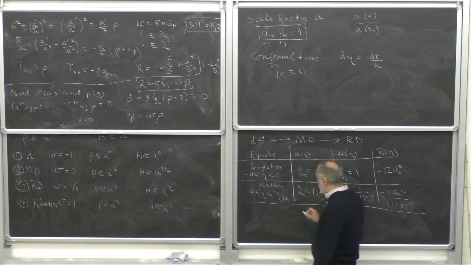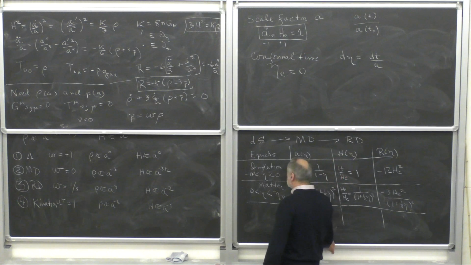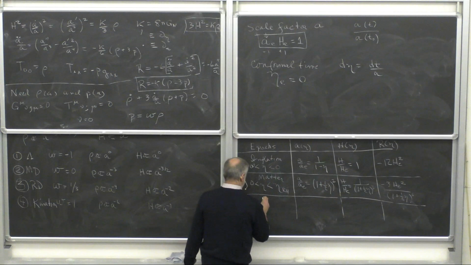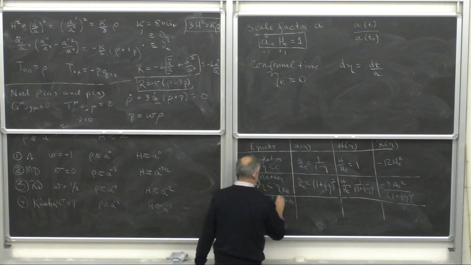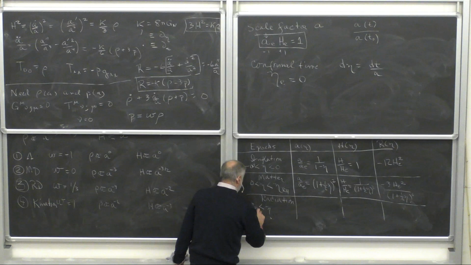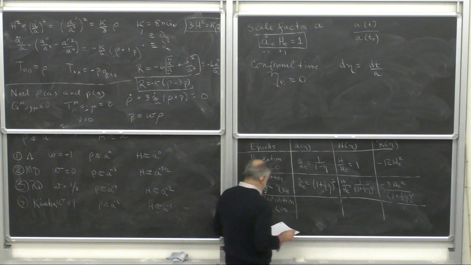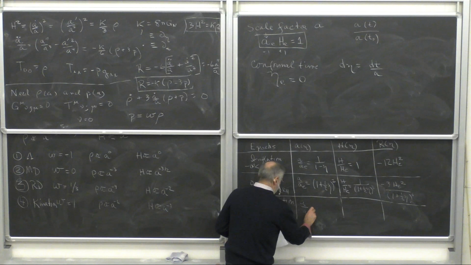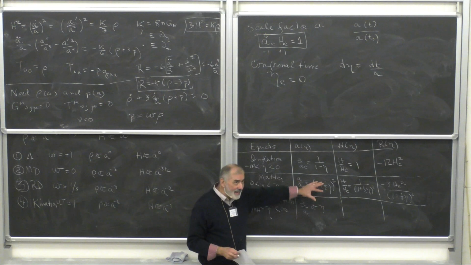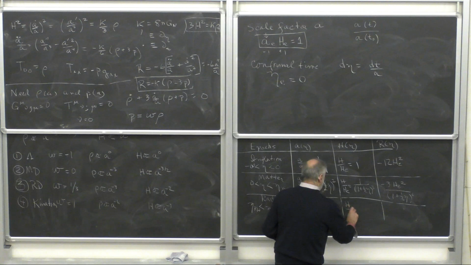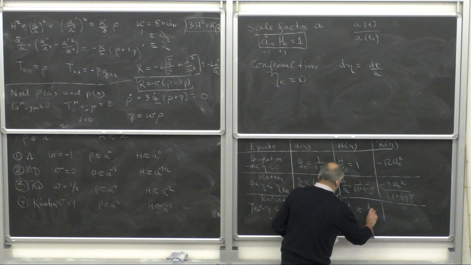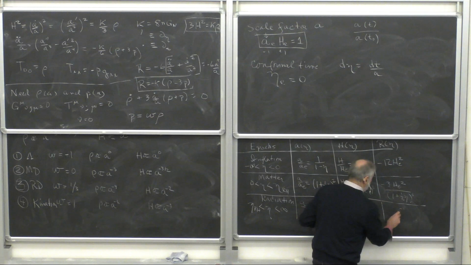Now, the final one, I'll just write radiation. And this will be valid for eta greater than the value at reheat, smaller than infinity. And I'll just write that a over a_E is proportional to eta. So you would smoothly connect these at eta reheat. H over H_E is proportional to 1 over eta squared. And the Ricci scalar in a radiation-dominated universe vanishes.